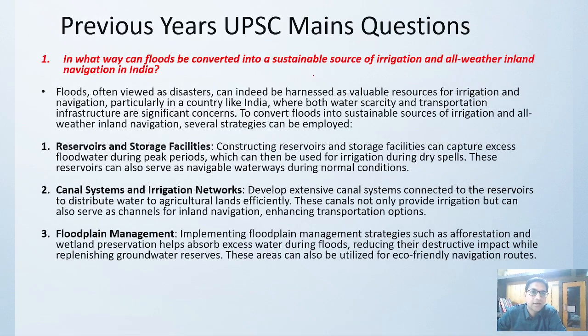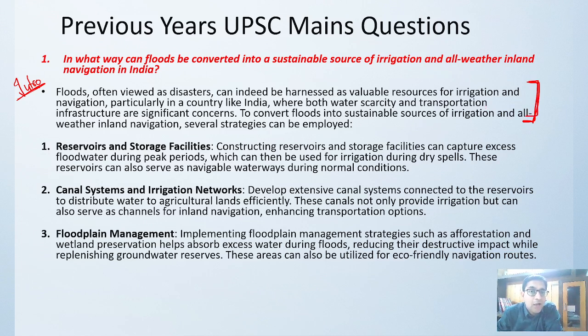Okay, so I have selected this question: in what ways can flood be converted into a suitable source of irrigation and all-weather navigation. So you have to start with the introduction, like flood, often seen as a disaster, can indeed be harnessed as a valuable resource. In the starting, you have to give what a flood is and what happens when the flood comes.